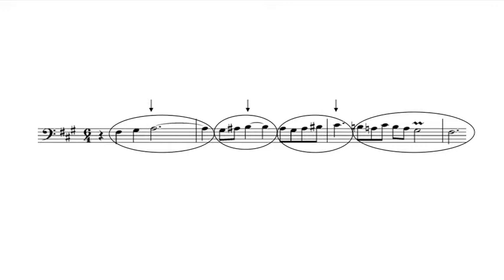Thus, each ascending gesture becomes more urgent than the last, creating a tension highlighted by the rhythmic ambiguity of the subject, which is only relieved by the tonal resolution of the subject tail and the following entrance of the second voice.